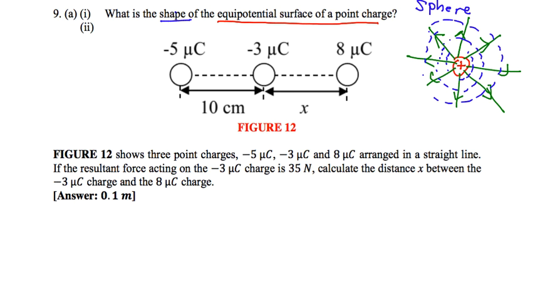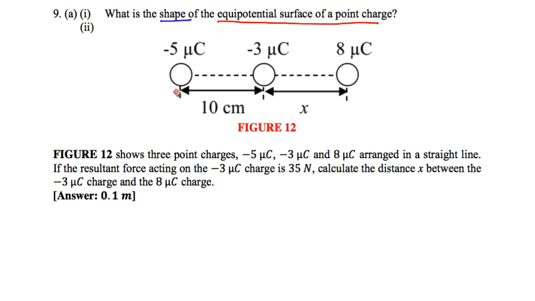Okay, and the next is number 2. We have three charges: negative 5 microcoulombs, 3 microcoulombs, and 8 microcoulombs. The distance between the 5 microcoulomb charge and the 3 microcoulomb charge is 10 cm, and this distance is x. If the resultant force on the negative charge here is 35 N.